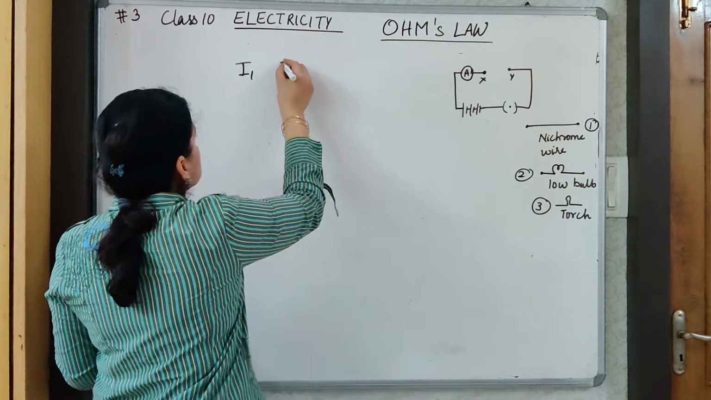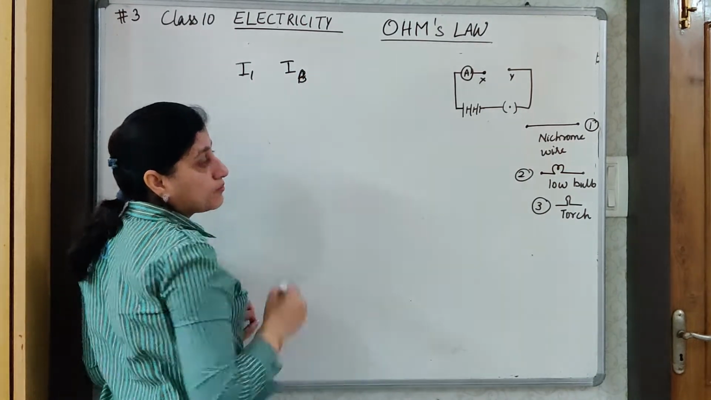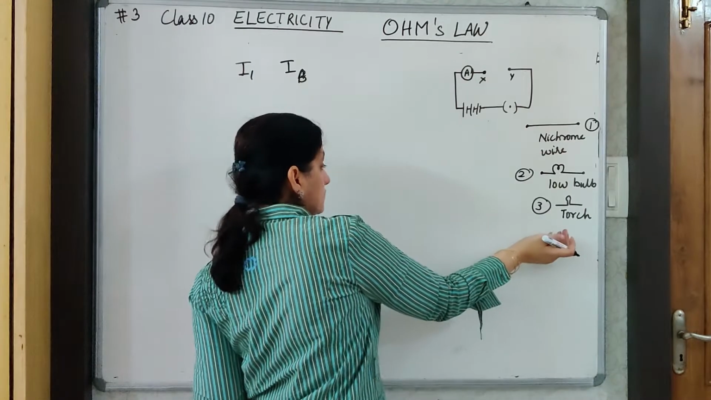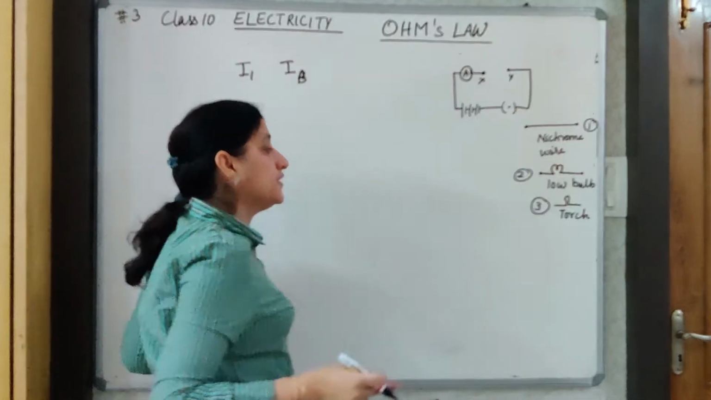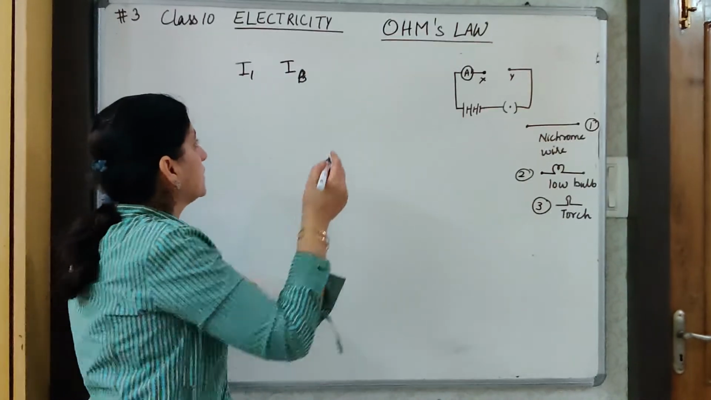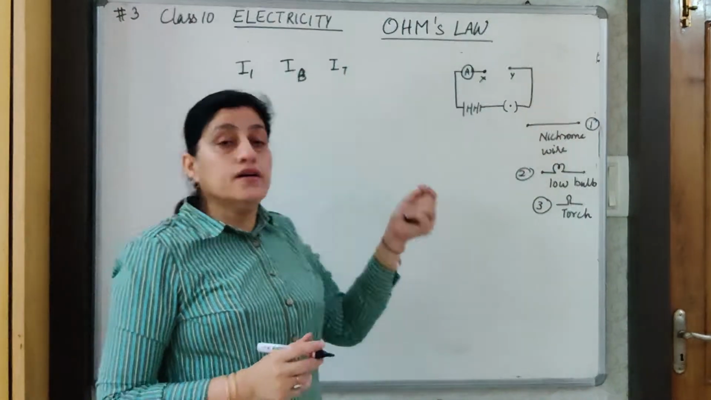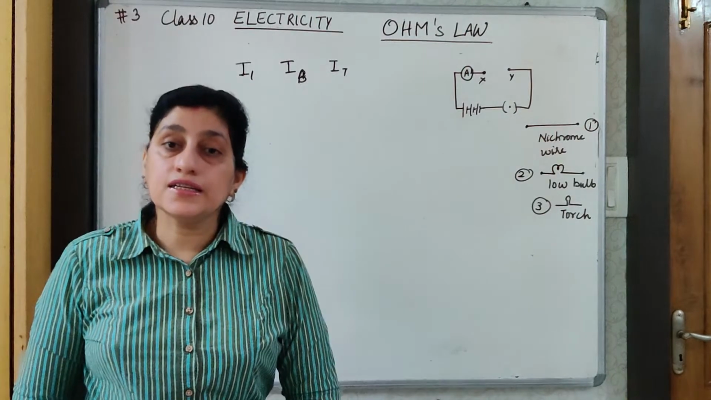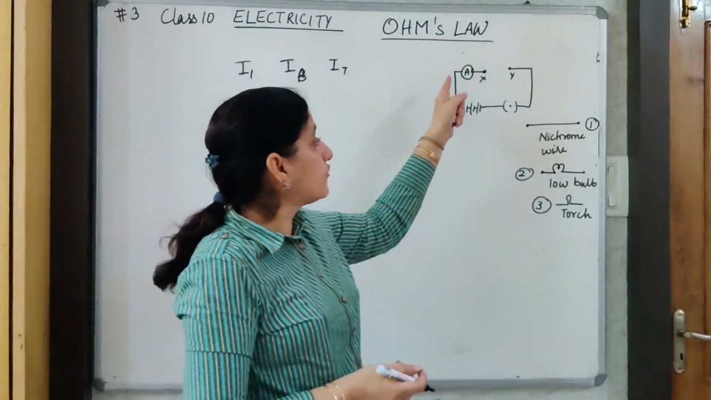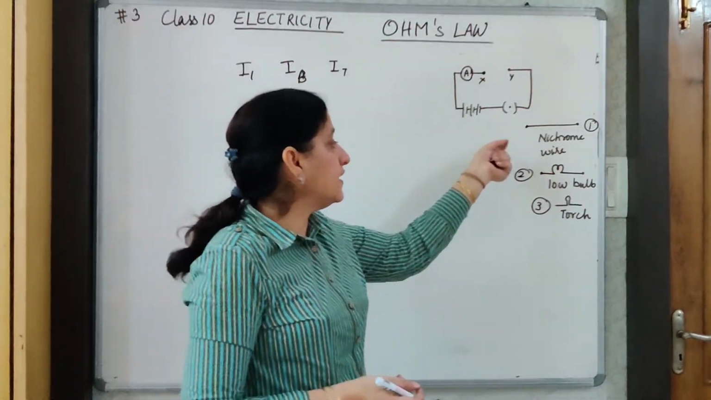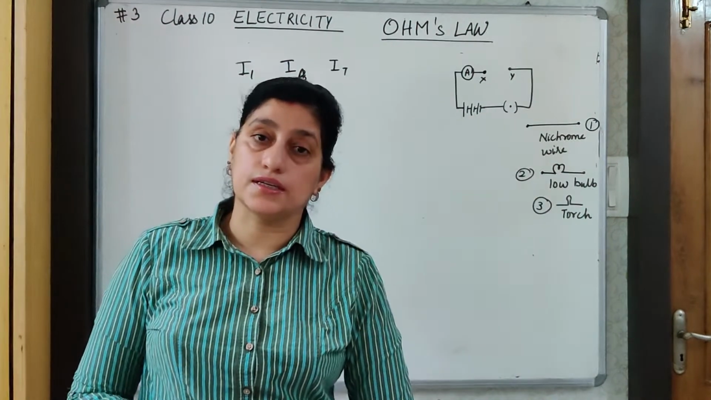Suppose it is IB for bulb. Then again the same procedure: remove the key, change the component, attach the torch over there, put in the key, and note the current. Suppose it comes IT. Through this experiment it was observed that for the same potential difference, different currents are achieved by different types of components which we are introducing in the circuit.